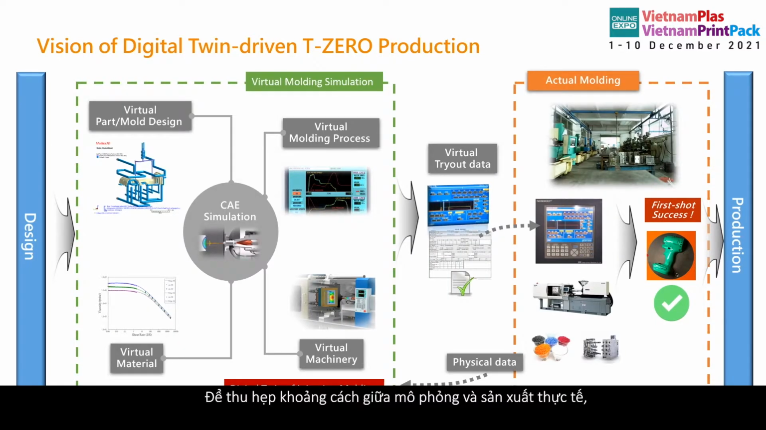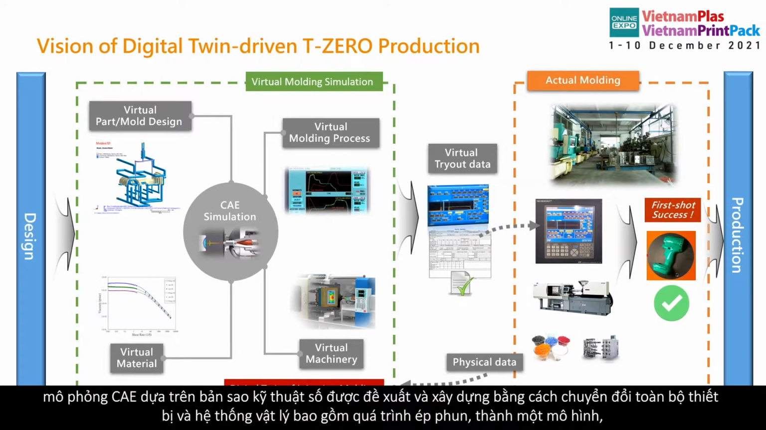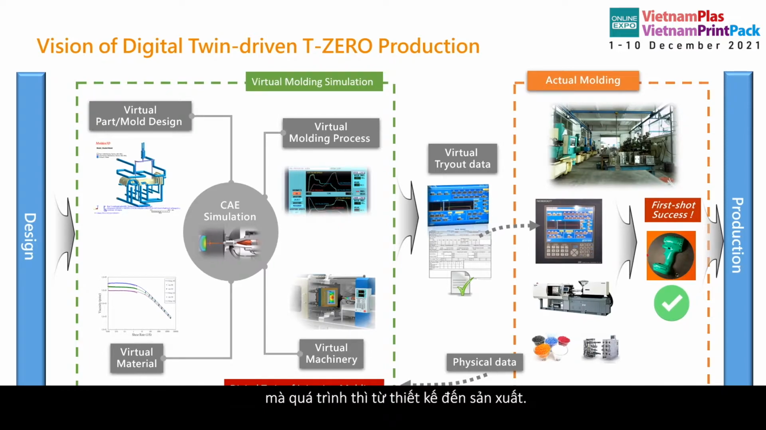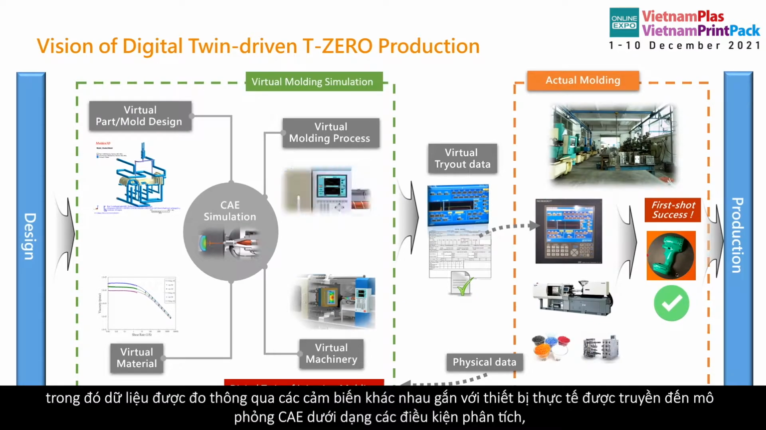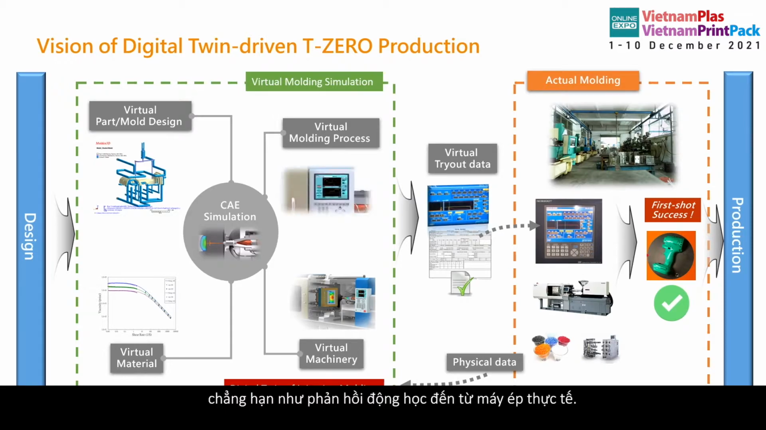In order to bridge gaps between simulation and the physical world, a digital twin-based simulation is proposed, by converting the whole physical assets and system, including the process of injection molding, into a model, in which the process is from design to production. Unlike traditional CAE simulation, data measured through various sensors attached to the actual assets are transmitted to the CAE simulation as analysis conditions, such as dynamic operational responses coming from the actual machine.